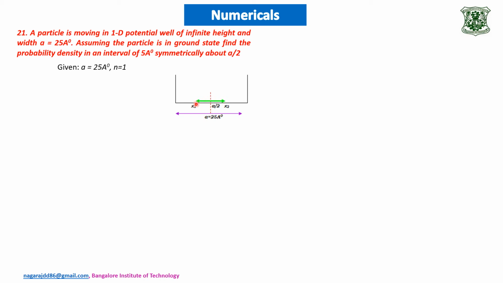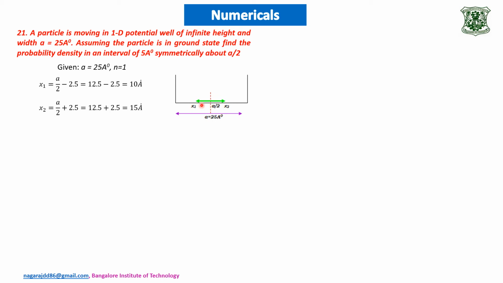Now I must find out the x1 and x2 values. Can you guess? Yes, you are correct. x1 is a by 2 minus 2.5, so this is x1. x2 is a by 2 plus 2.5. That is what I have written here. So x1 is a by 2 minus 2.5, that is 12.5 minus 2.5, that is 10 angstrom. x2 is a by 2 plus 2.5, that is 25 by 2 plus 2.5, that is 12.5 plus 2.5, that is 15. So x1 is 10, x2 is 15, so the gap is of width 5 angstrom.